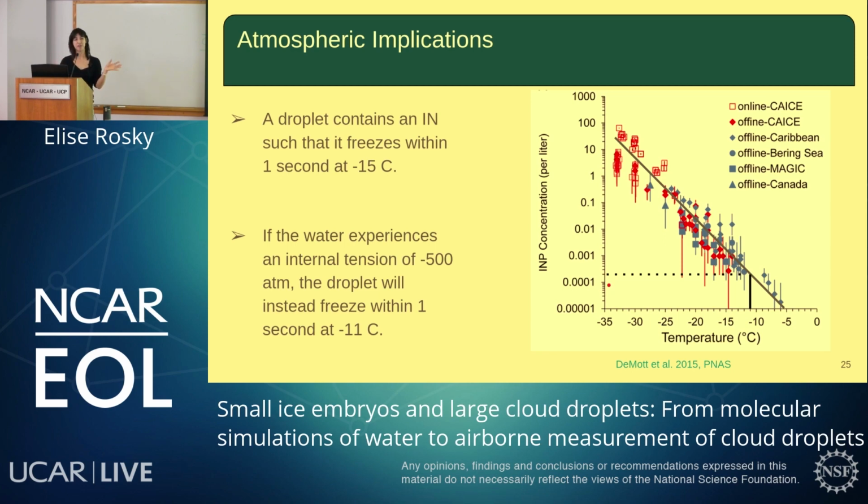But if, hypothetically, those water droplets were experiencing some negative pressure or tension, on the order of minus 500 atmosphere negative pressure, then those would all be active at roughly 4 Celsius warmer. And you would instead, at minus 11, have one or two orders of magnitude more IN active at that temperature.